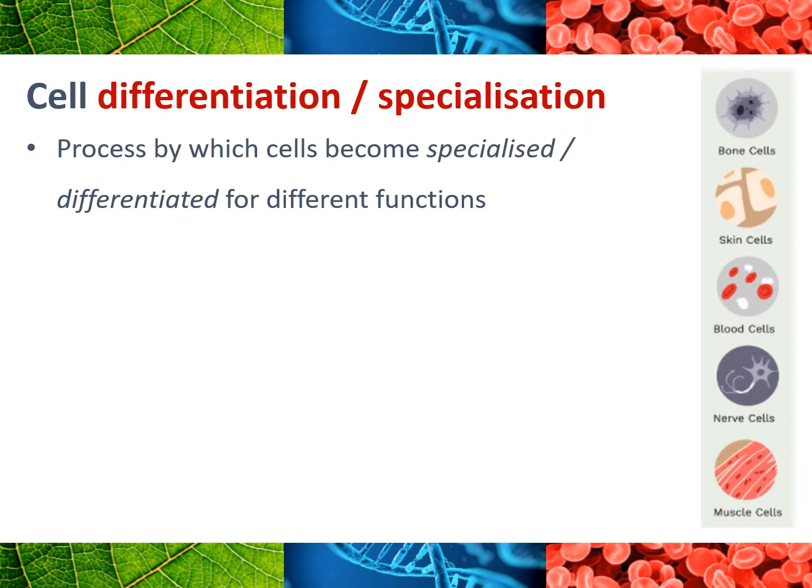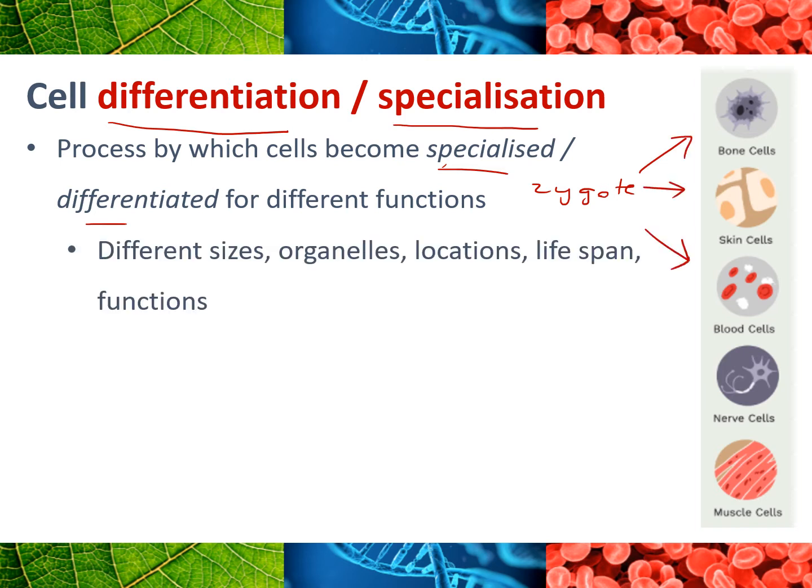So cell differentiation or specialization, those words are kind of used interchangeably, describes the process that allows cells to become specialized or different, really. So remembering that we have a zygote, which is just one particular type of cell, but of course, as adults, we are not all just copies of the same cell. We have all these different types of cells. Okay, so that happens through cell differentiation or specialization.